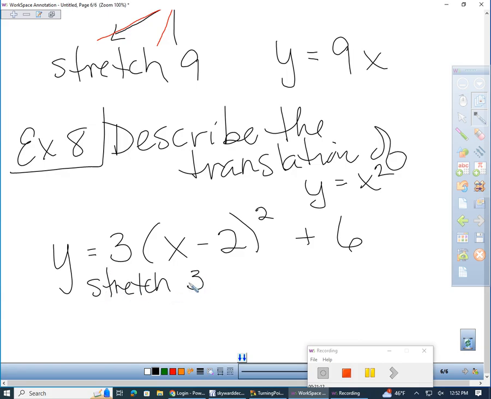Moving to the parentheses, we set that equal to 0. Which way are we moving for the parentheses part? Right 2. Very good. Right 2. And at the end I have plus 6. What does that mean? Up 6.